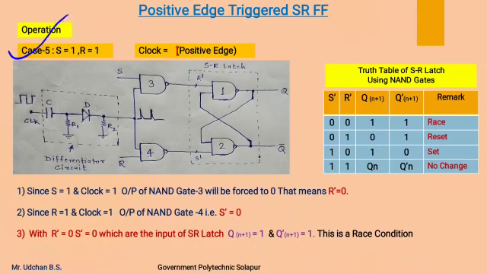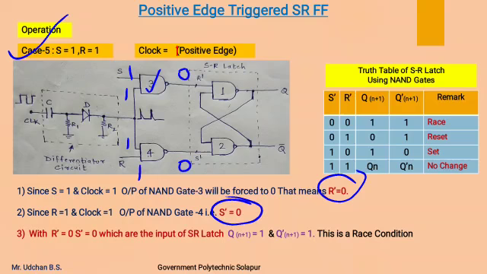Now next we will see the last case in which S is 1 and R is also 1. I will write both the conditions over here. After that the clock edge is positive, so another input to NAND gate 3 will be 1 and NAND gate 4 will also be a 1. Now NAND gate 3 has both the inputs as 1 1, therefore the output of NAND gate 3 will be forced to 0. After that NAND gate 4 also has both the inputs 1 1, that is R 1 and clock 1, therefore the output of NAND gate 4 will also become 0, meaning R dash becomes 0 and S dash becomes 0, which are again the inputs of the SR latch.